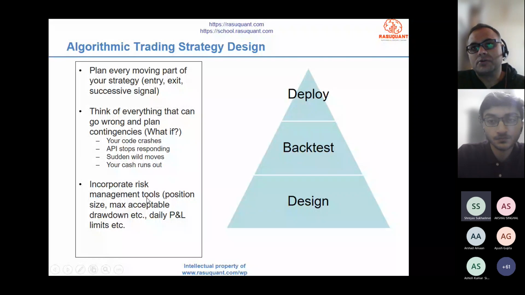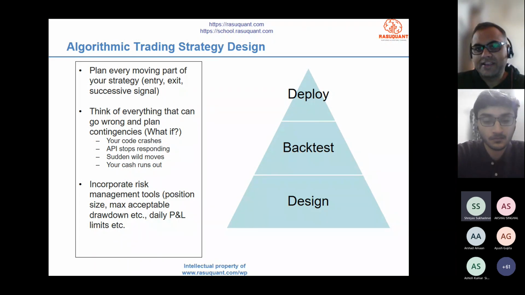Don't treat it like a casino. So if you have total capital of 1 lakh, don't put the entire 1 lakh on one stock, right? Try to split it. Try to have certain position sizing. That's a good thing about algorithms, that they are not emotional.